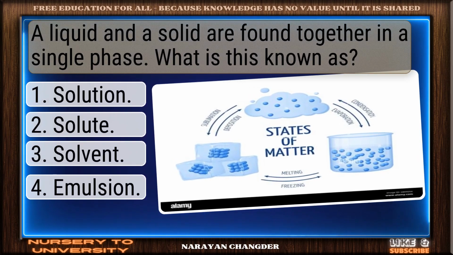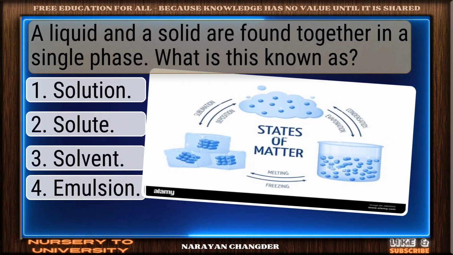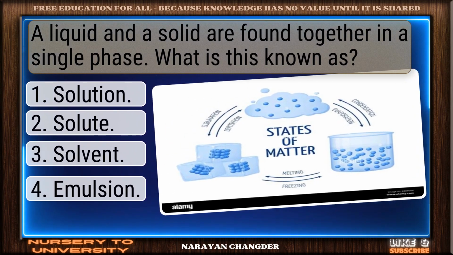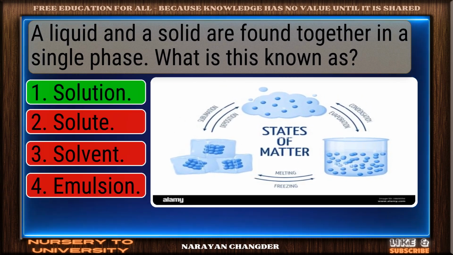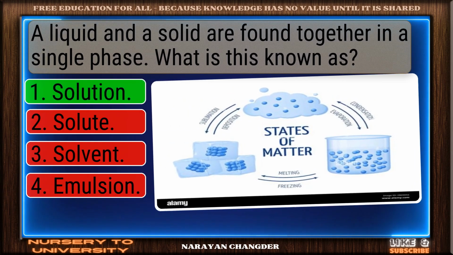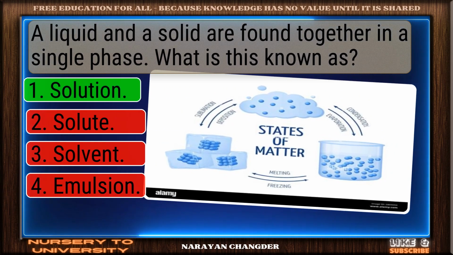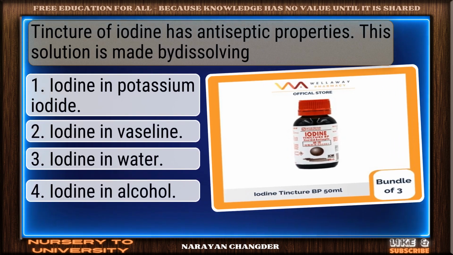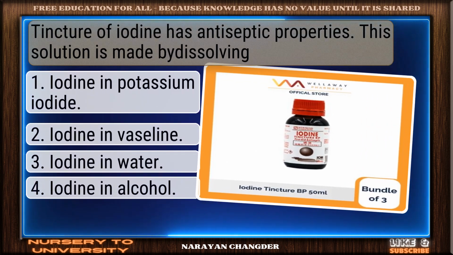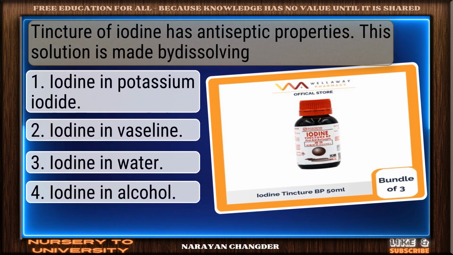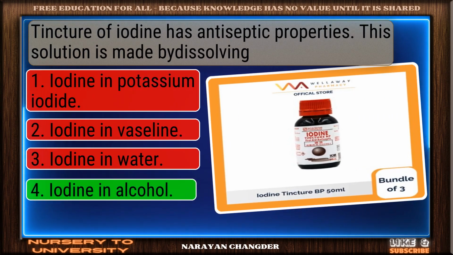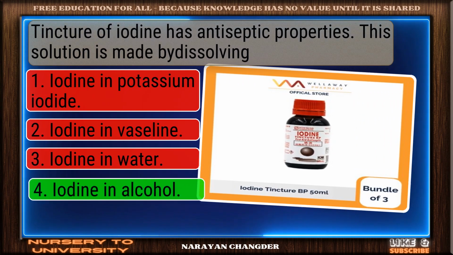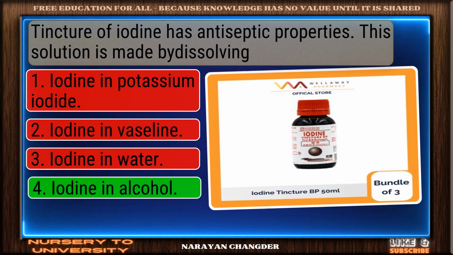Question number 72. A liquid and a solid are found together in a single phase. What is this known as? Smart pick. Solution is the correct choice. Question number 73. Tincture of iodine has antiseptic properties. This solution is made by dissolving. Correct. Iodine in alcohol is the right answer.